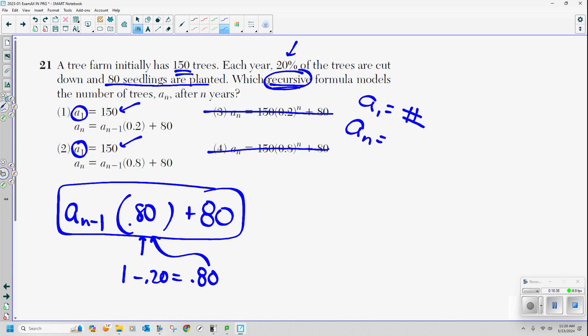All right? Choice 2. I am not only taking 20% of trees. I need 80% of trees left. The 20% of trees are what's going.